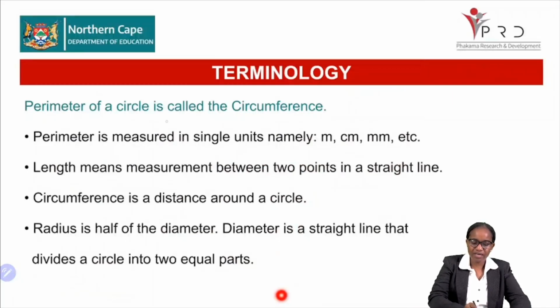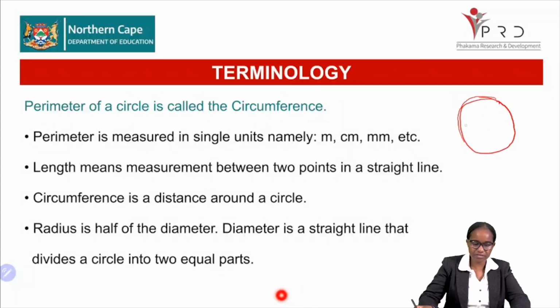Perimeter of a circle is called the circumference. Remember, perimeter is the distance right round the shape. So if I have got a circle, the distance right round the circle is the circumference. So this is the perimeter of a circle.